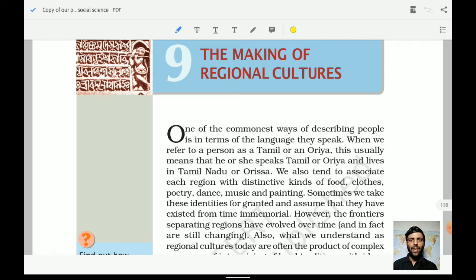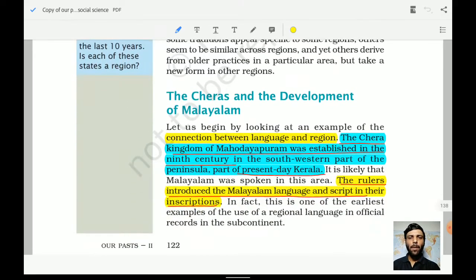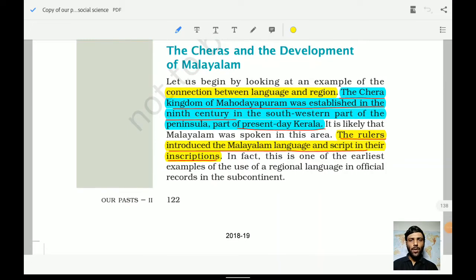So let us move ahead and understand the chapter in detail. First it is talking about the Cheras. Earlier in previous chapters we have already seen how Cheras, Cholas and Pandyas were the Sangam period dynasties who were ruling in the southern part of the Indian subcontinent. So it is specifically providing information about the Cheras.